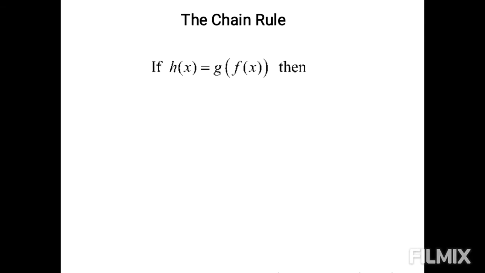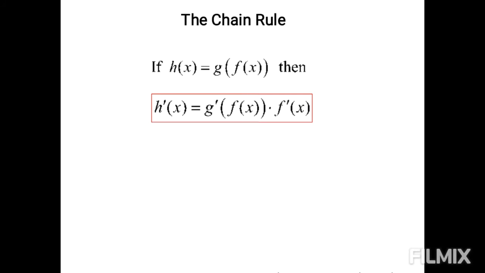Now we have the so-called chain rule. If we have h of x equals g of f of x, then h prime x equals g prime f of x times f prime x. It means that the derivative of a composite function, using this chain rule, is equal to the product of their respective derivatives.